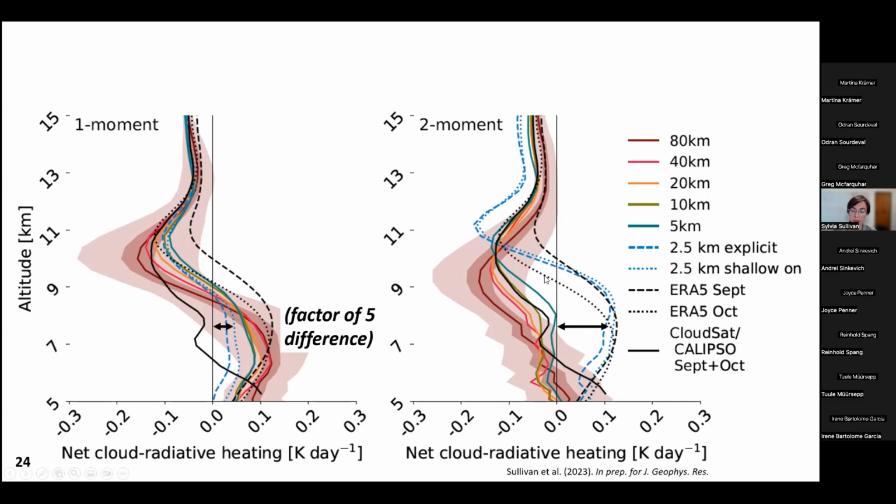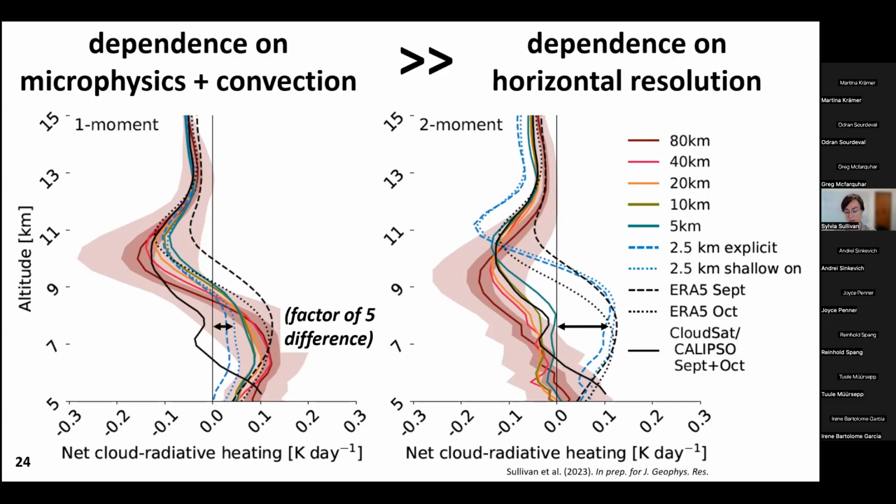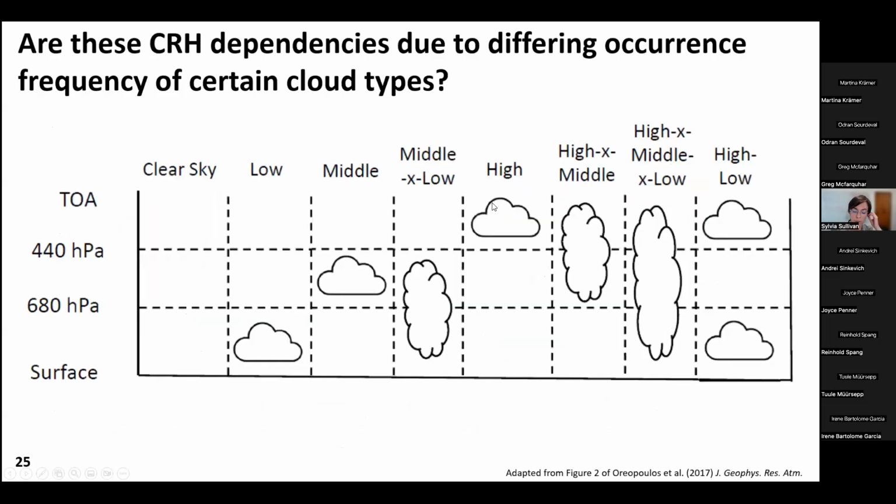So again, the takeaway from building these profiles up is that we see a much stronger dependence on microphysics and convection schemes than on horizontal resolution in these simulations. And so again, we want to understand where these dependencies come from. In this case, we started with macrophysical cloud variables. And we said, well, maybe these dependencies are due to differing occurrence of certain cloud types. Maybe if I turn on my convective parameterization, I produce less deep convection or more isolated cirrus.